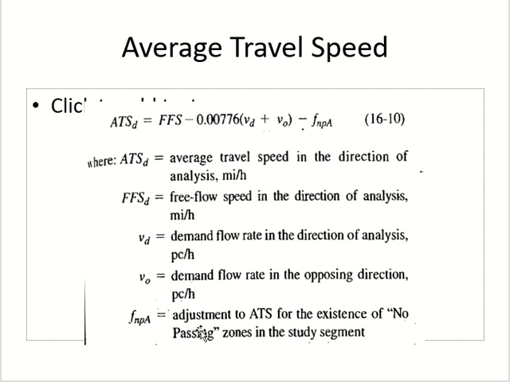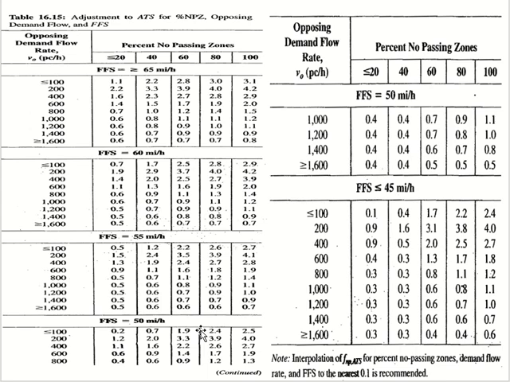So this is the equation. Anything new here? VD, V0, FFS, FNP, everything discussed, right? Just a small thing here: the table for FNP for the ATS equation is different. The table which I showed you just now for FNP is for the PTSF equation. For the ATS equation, this is the table. Still it means factor for no passing, but the values are not the same.